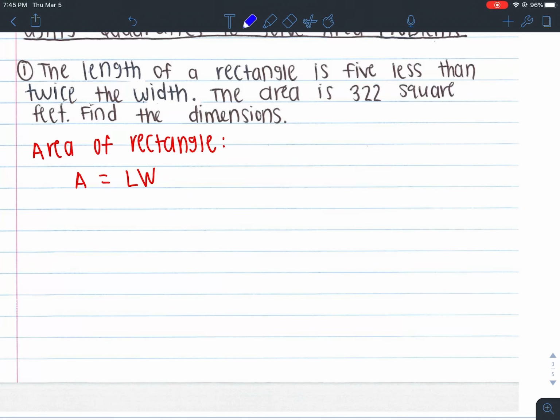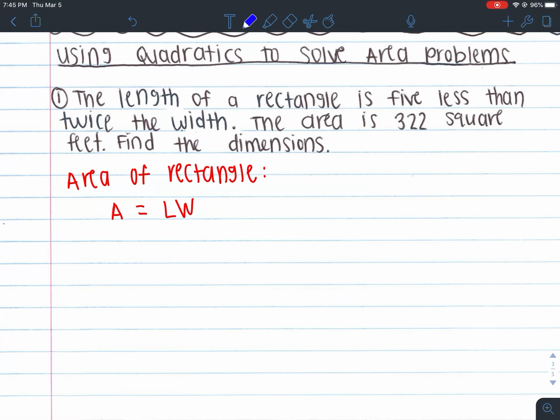So let's read our first sentence. The length of a rectangle is 5 less than twice the width. And you're like, whoa, I don't even know where to begin. So the setting up of this problem is probably the hardest part, and then once you have it, then everything else is kind of similar to when we learn systems with substitution. So I'm going to teach you a trick.